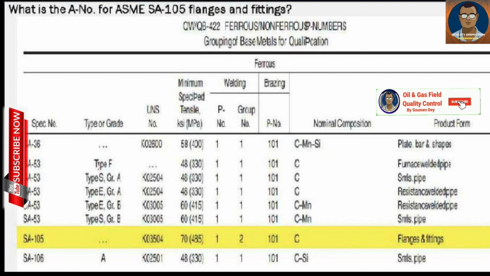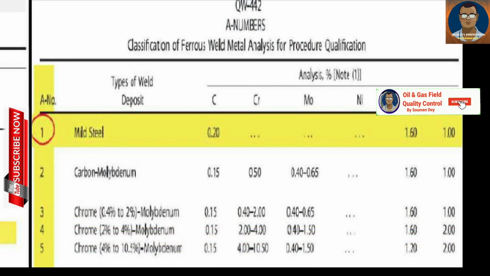In this example, what is the A number for ASME SA105 flanges and fittings? So using the same methodology, you scroll through the P numbers. SA105 is the first column. You need to look at the last column for flanges and fittings. The next column is SA106, which is for SMLS pipe, and SA105 is for flanges and fittings. What you need to find is the A number. So A number you can see in the right table. SA105 is mild steel, so it is A number 1.